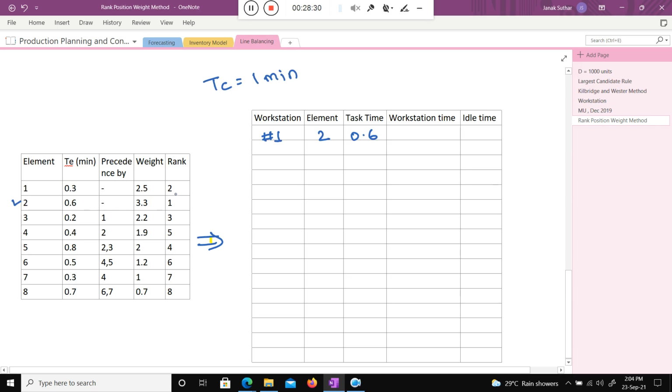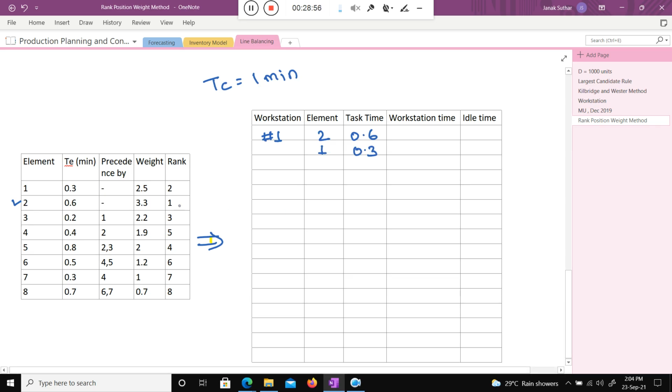After that I will go for rank 2. In rank 2, what is the task time? That is 0.3. If I add it here, it will not exceed the 1 minute time. So I can choose this one. Work element 1, and the time there is 0.3. Are you getting my point, class? Yes, sir. Okay, very good.